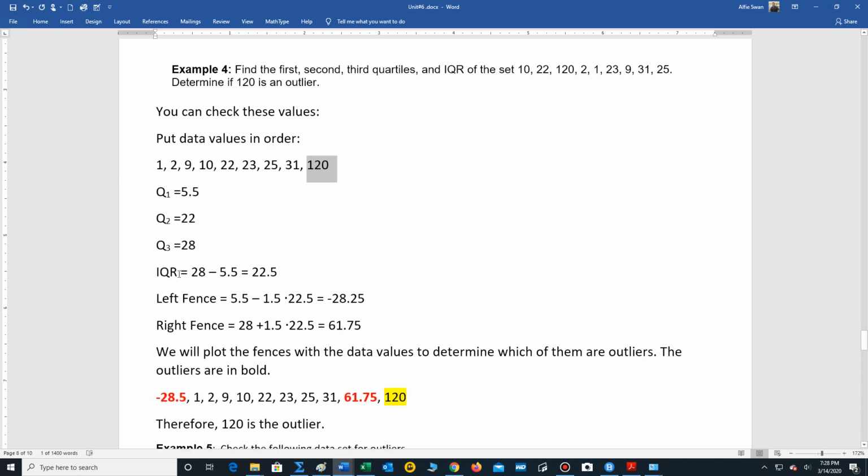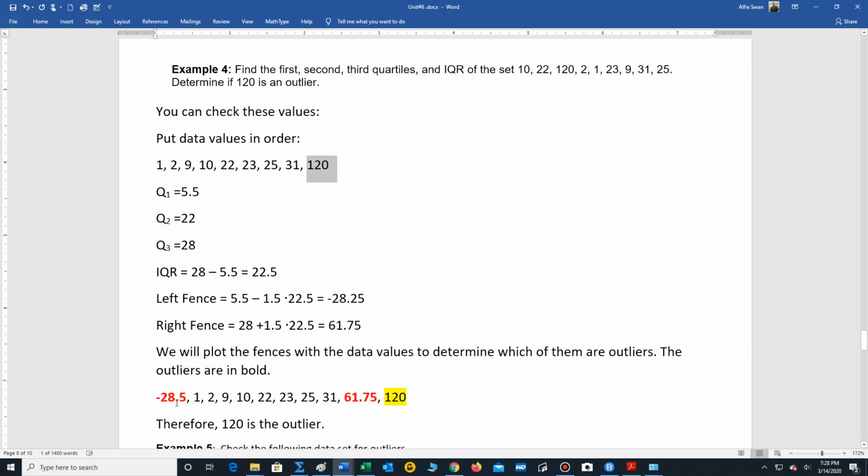We compute IQR, we take Q3 minus Q1, so 28 minus 5.5 is 22.5. And now we calculate our left fence just by inserting these values into the formula, and we end up with negative 28.25. We compute the right fence using our formula, and we end up with 61.75.